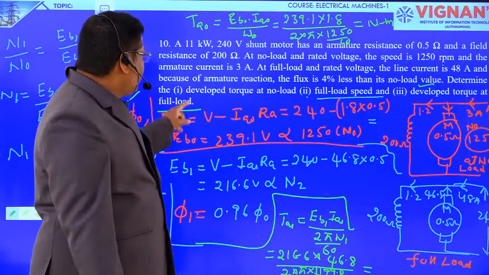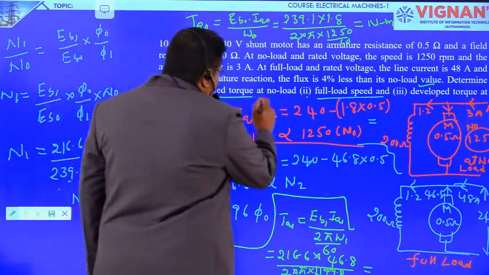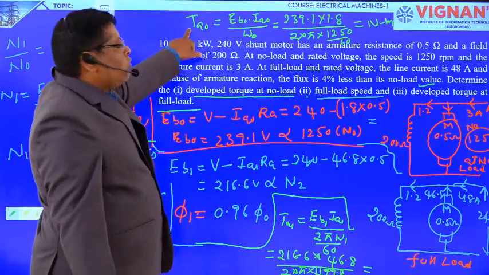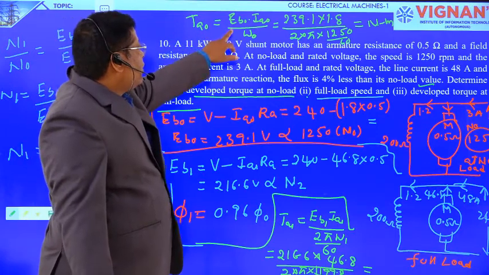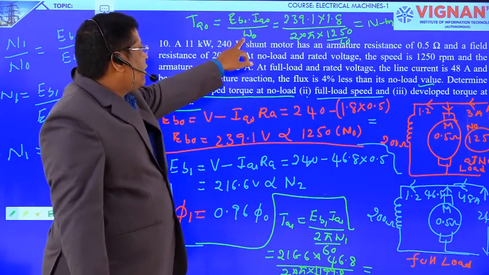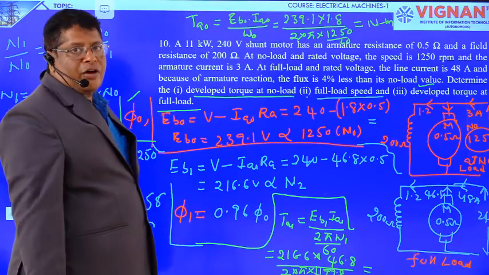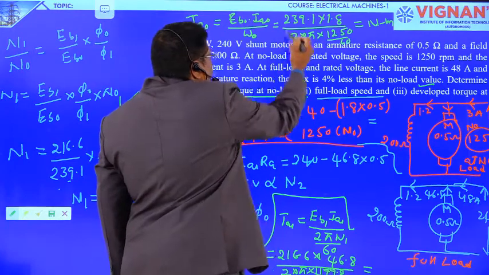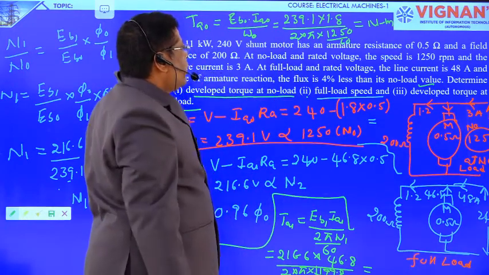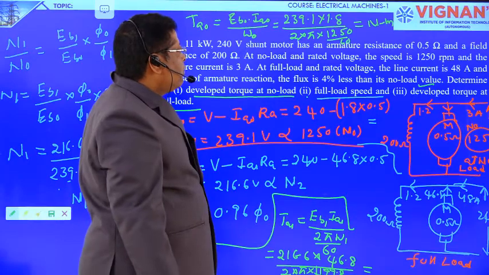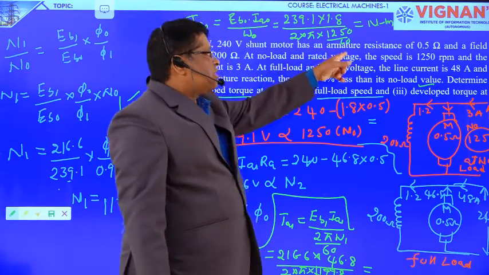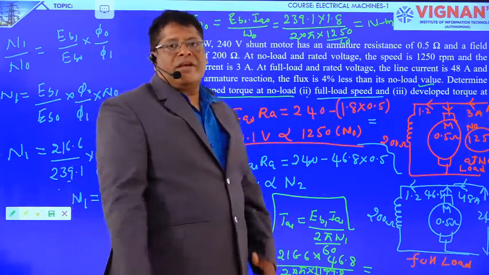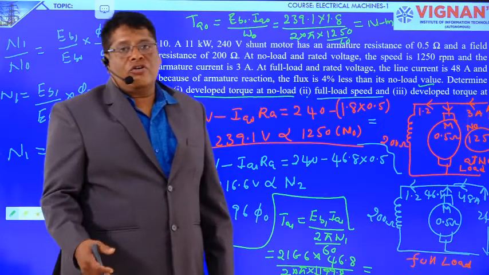In the same manner, you have to calculate the developed torque at no load. To find the developed torque at no load, the no load armature torque is equal to EB naught into IA naught divided by omega naught. Again we have used the same formula at no load. Now the EB naught value we already calculated, that is 239.1 into 1.8 divided by 2 into pi into the no load speed divided by 60. So finally you get the value in Newton meters. In this manner you have to find out how much torque is developed in a motor.